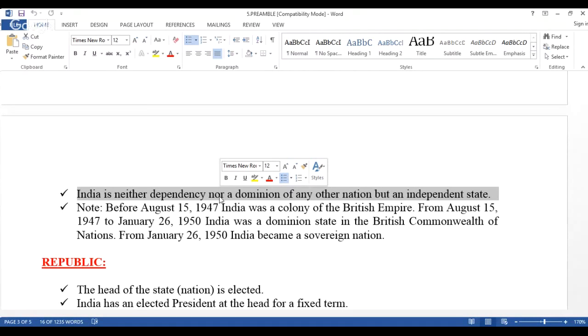Whenever I say India is sovereign, meaning we are not depending on anyone, we need not listen to anyone, but we can take the decisions as per our interest. Because at the end of the day, the welfare of the nation and the welfare of the people should be given the highest priority. Am I clear?